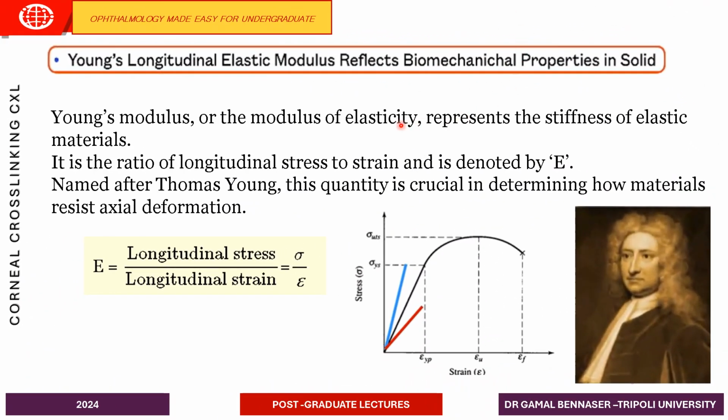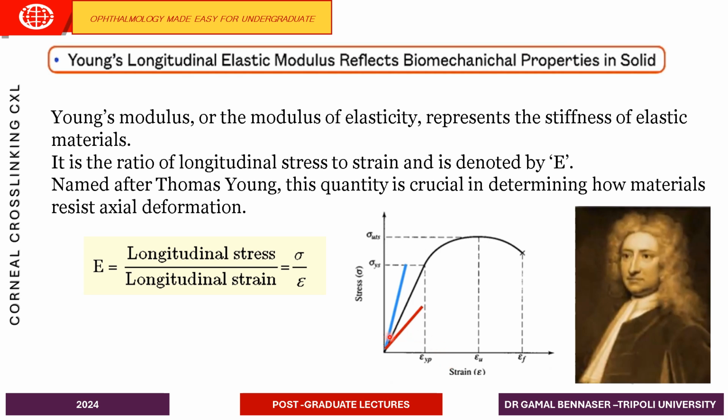Young's elastic modulus is an index used to express the stiffness of the cornea. It is named after the work of Thomas Young and given the letter E. It is defined by the ratio between the longitudinal stress and strain. As you can see in this diagram, when there is an elastic structure, there is a linear relationship between the stress and the strain of this structure.